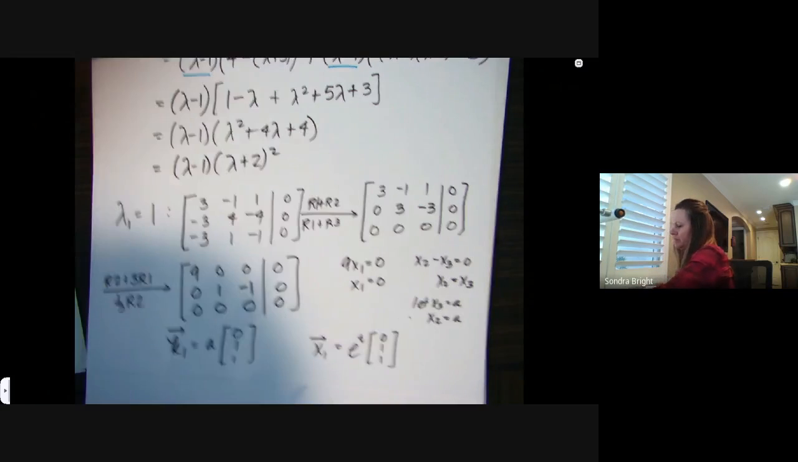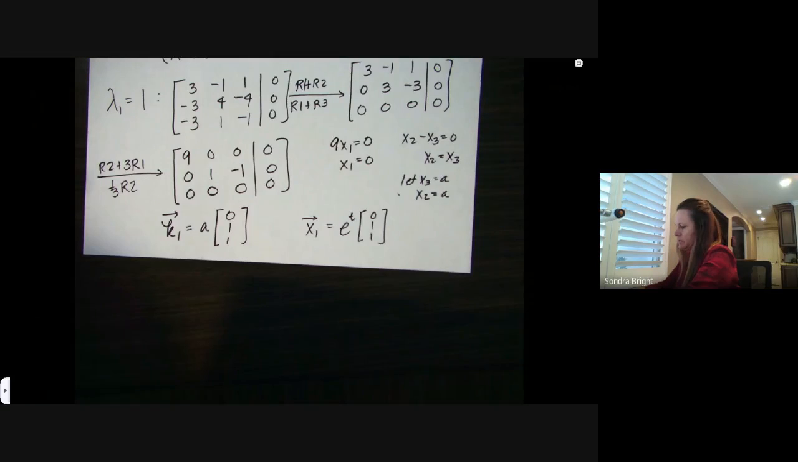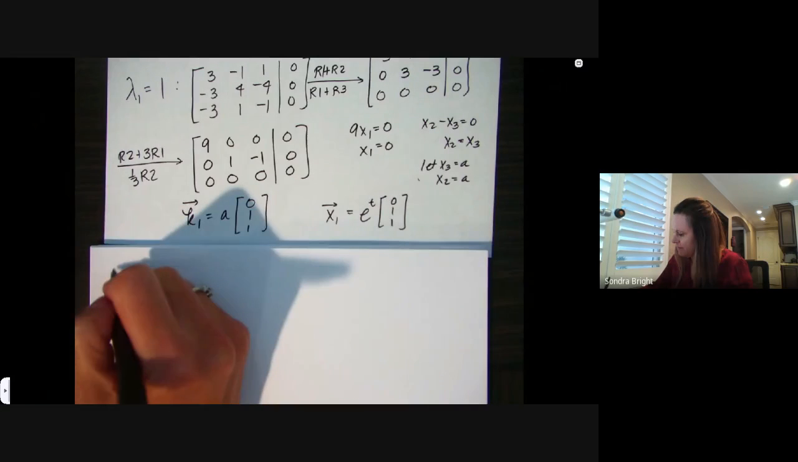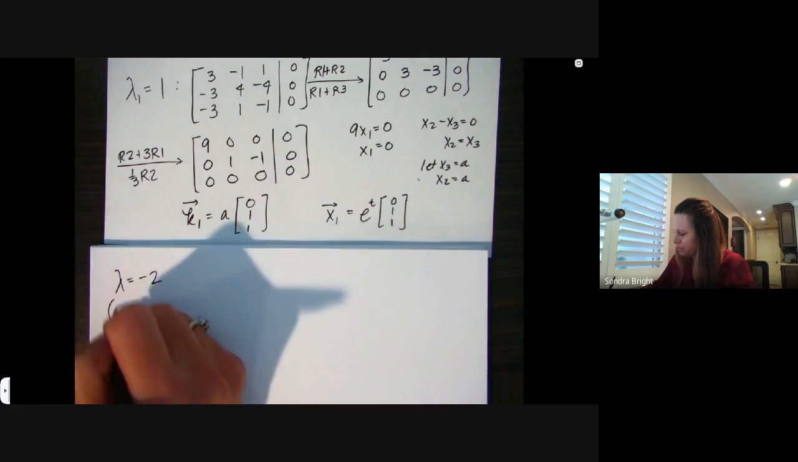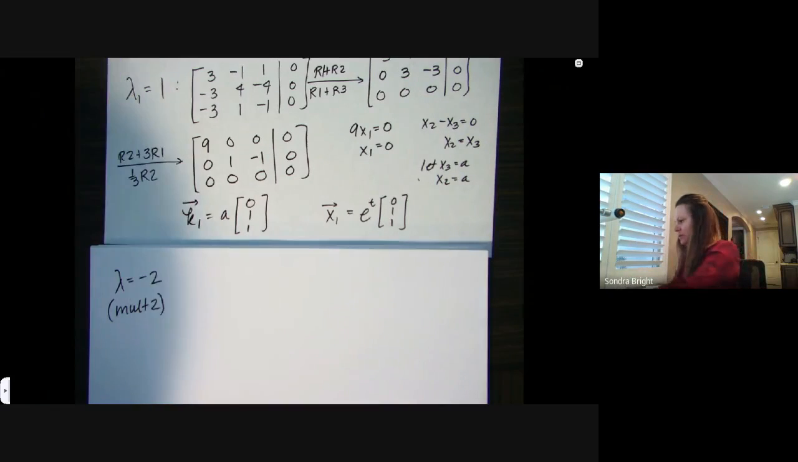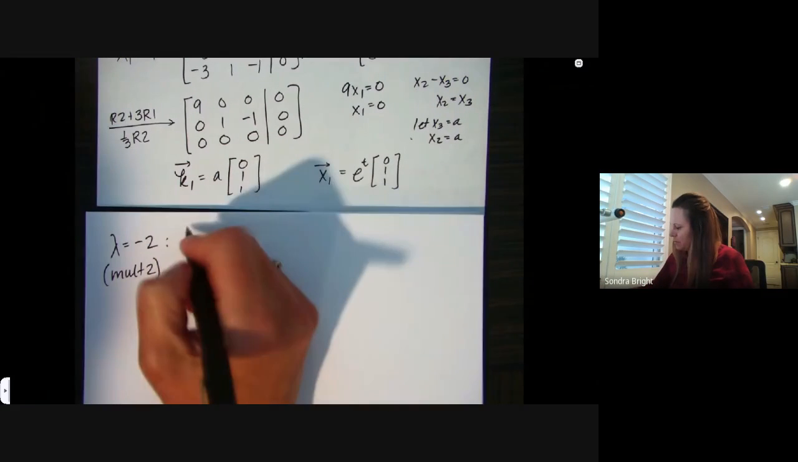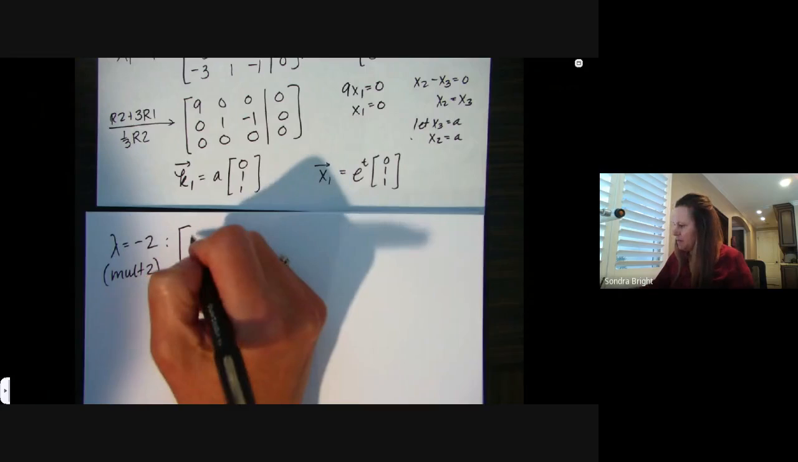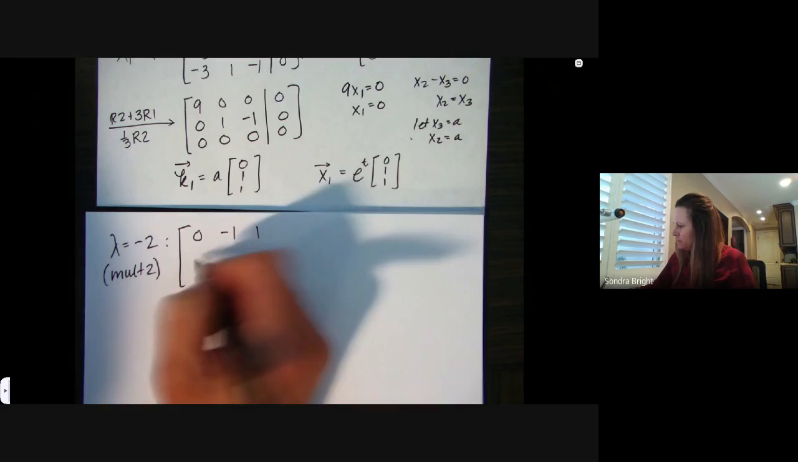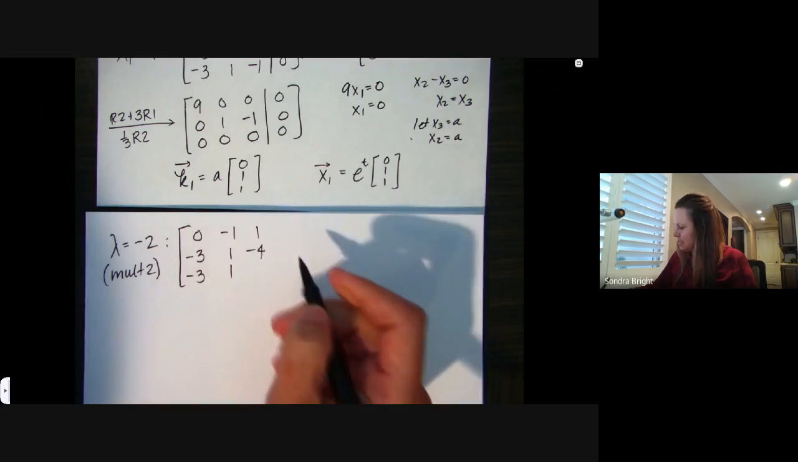Now we need to go and find the other two, because there should be 3, since it's a 3 by 3. All right, so now your second eigenvalue was -2, but remember it had a multiplicity of 2. So if we don't get 2 independent eigenvectors right now, then we got to do this process of finding the second one. Okay, so what do I get when I plug in a -2 into lambda I minus A? You'd get a 0, -1, 1, -3, 1, -4, -3, 1, and -4.